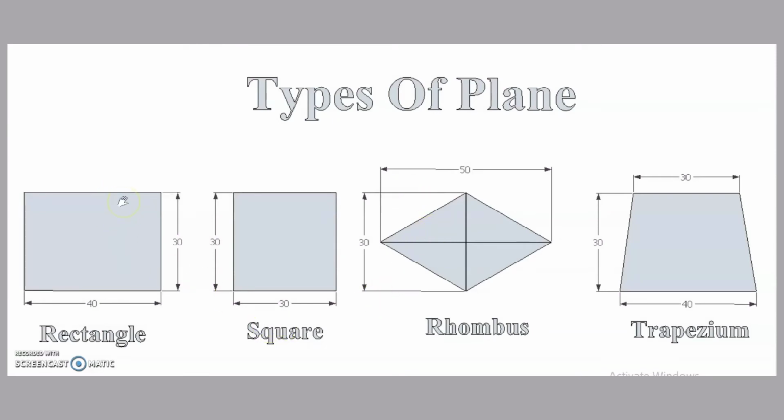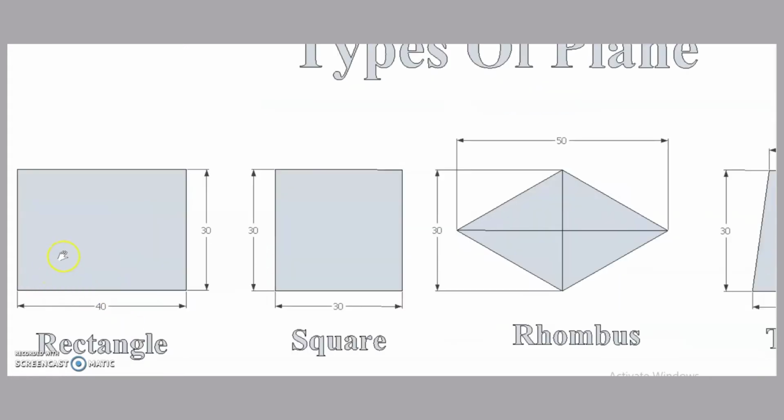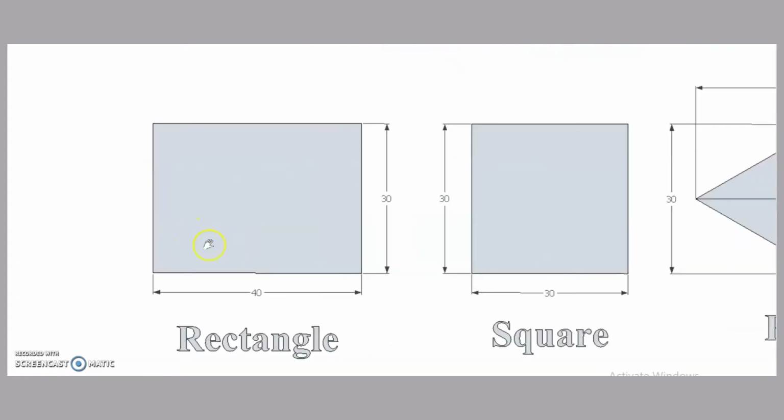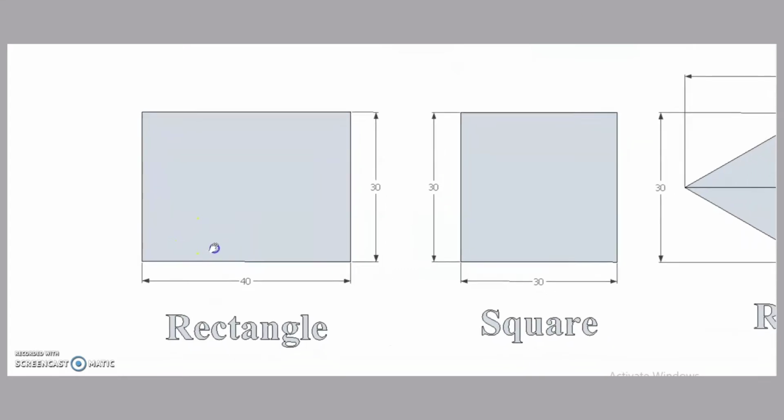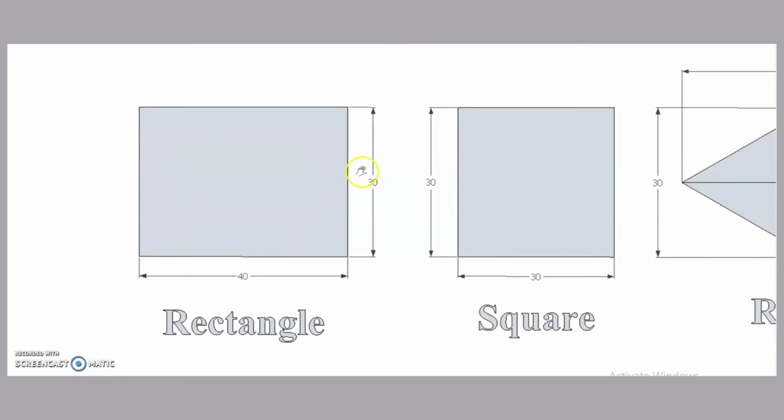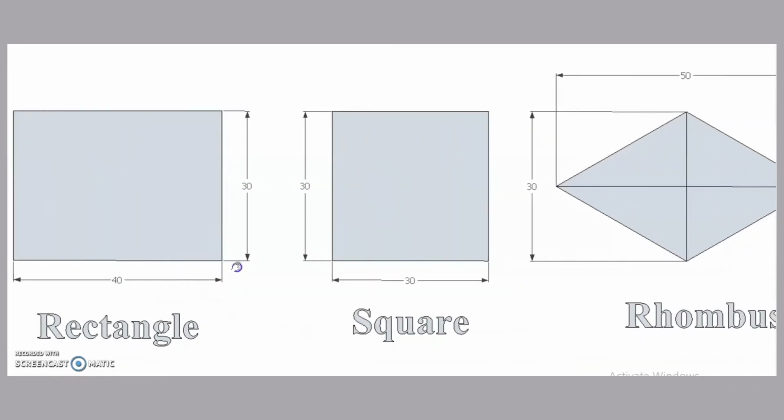The types of planes. The first is a rectangular plane whose dimension is 30 millimeter and this length is 40 millimeter.